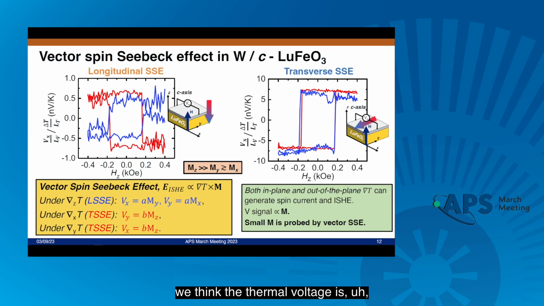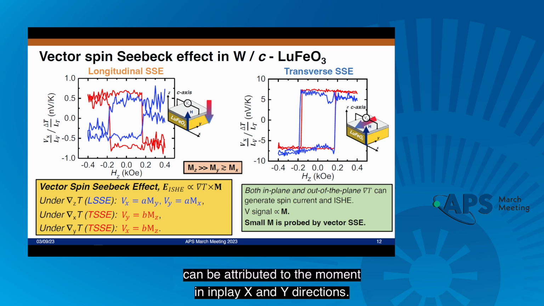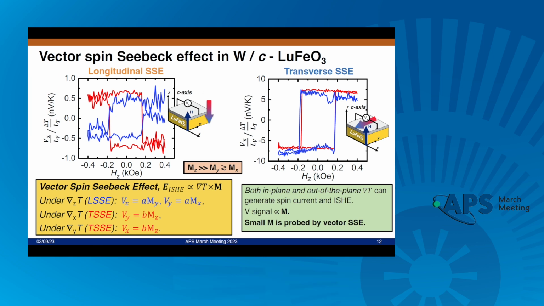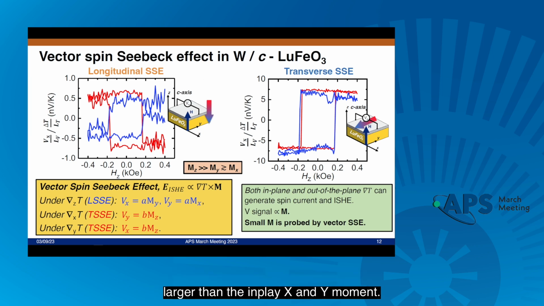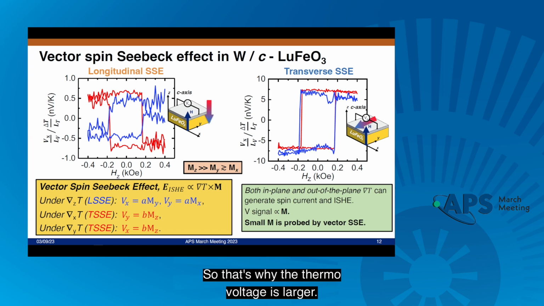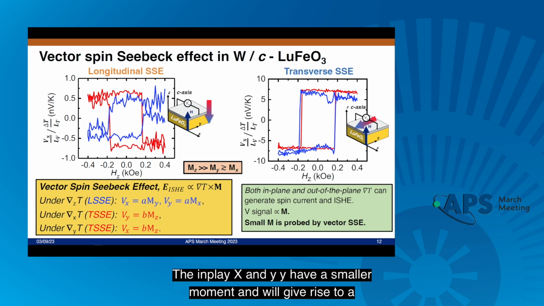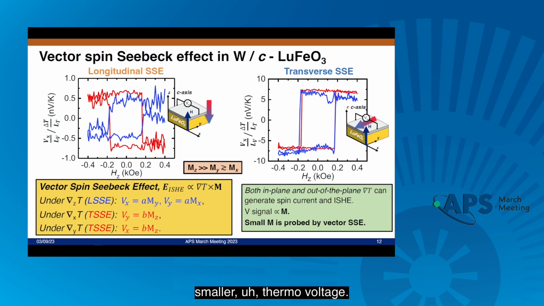So here, for the longitudinal spin Seebeck effect, we have out-of-plane temperature gradient. We think the thermal voltage can be attributed to the moment in the in-plane x and y directions. And with the transverse spin Seebeck effect setup, in-plane temperature gradient, we think the voltage can be attributed to the out-of-plane magnetization, which is from the spontaneous canting moment. Out-of-plane moments are much larger than the in-plane x and y moment, so that's why the thermal voltage is larger. The in-plane x and y have a smaller moment and give rise to a smaller thermal voltage.